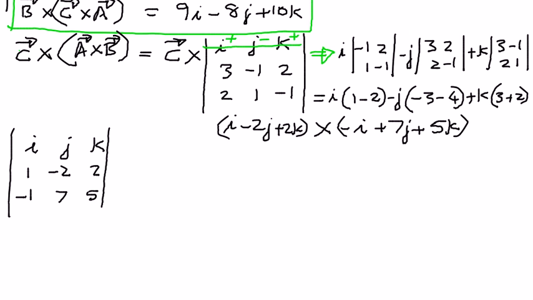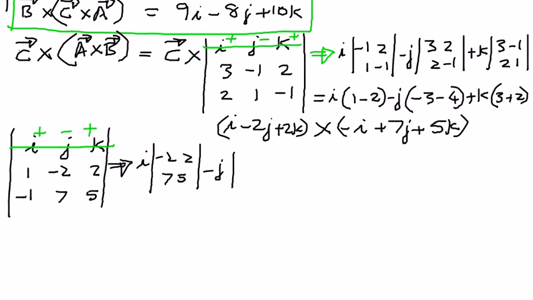And the way to do that is we're going to travel along the first row. The sign convention we're going to use is positive, negative, positive. Therefore, when we expand this, this is what we're going to come up with. i, the minor of that, which is going to be negative 2, 2, 7, and 5, minus j, the minor of that, which is 1, 2, negative 1, and 5, and then plus k, the minor of that, 1, negative 2, negative 1, and 7.